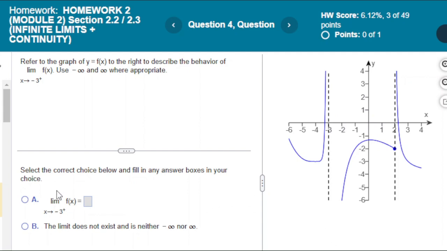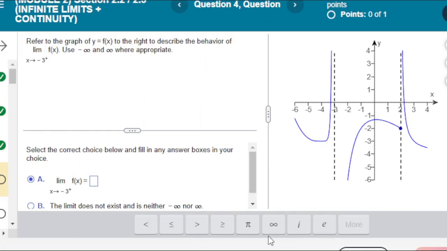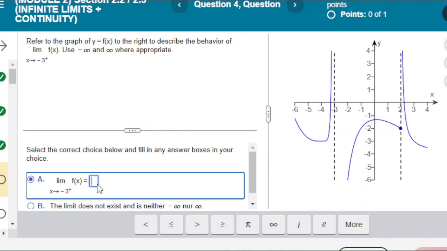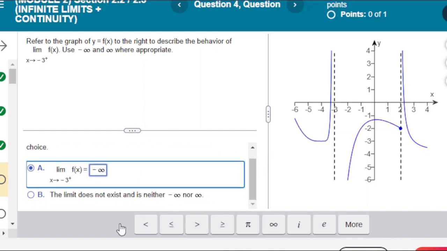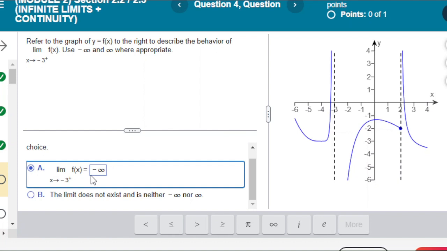Now, notice our answers here. It says select the correct choice. So we're going to put negative infinity, and you can see this little infinity symbol here. By the way, technically, an infinite limit doesn't exist. So technically, this limit does not exist. So we would put part B, but it says the limit does not exist and is neither negative infinity nor plus infinity. But the limit is negative infinity. So again, technically it doesn't exist, but we're not going to put B down here. The reason it does not exist is because it's negative infinity. Hopefully the wording there isn't too confusing.